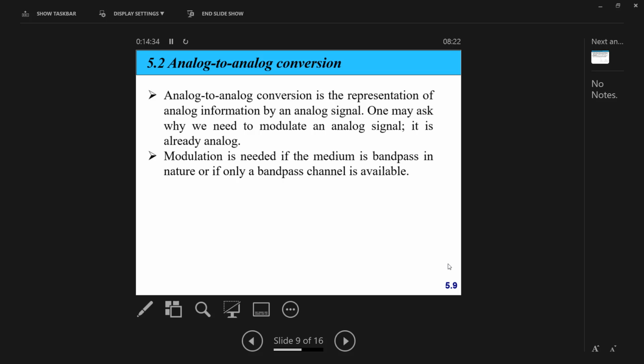Now we'll move to the second part, which is analog to analog conversion. All the previous part was digital to analog conversion. I have digital data, 0s and 1s, and I need to represent them by an analog signal. Now I already have an analog signal, but I need to convert it to another analog signal. Why do we need analog to analog?